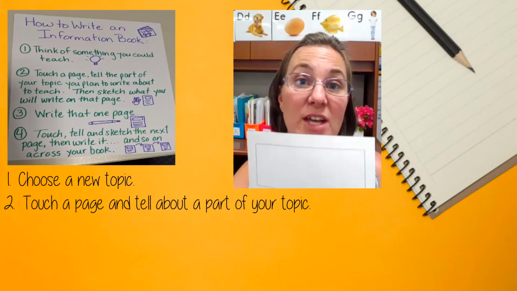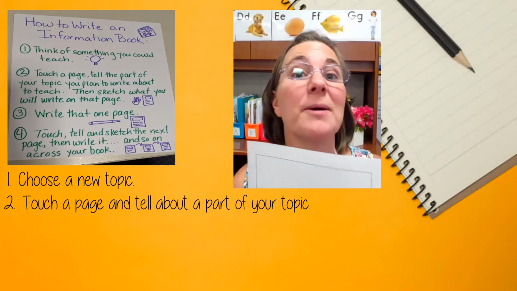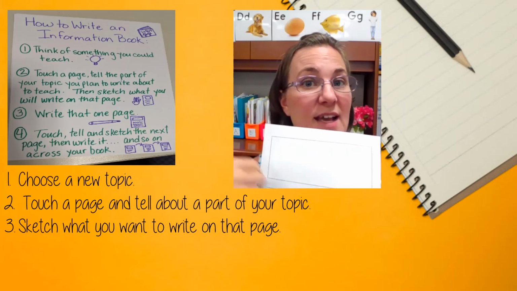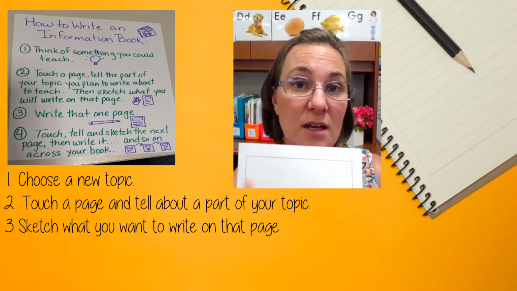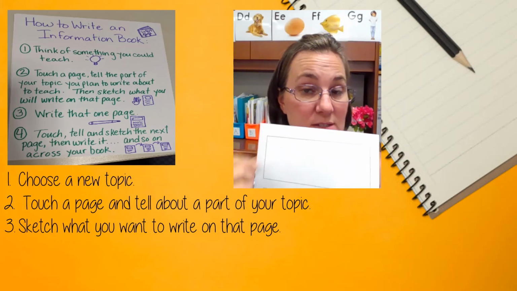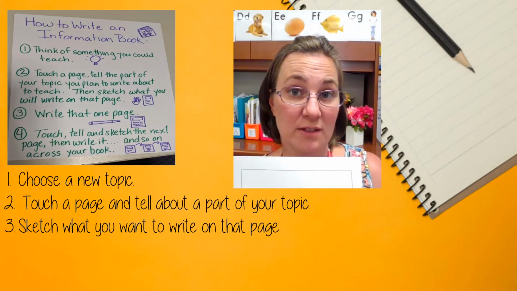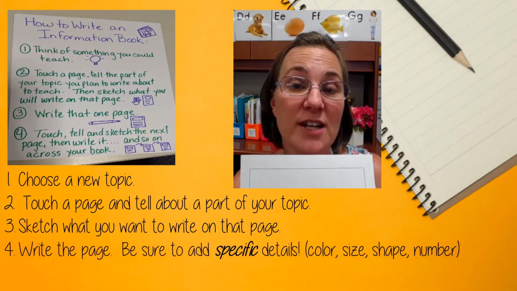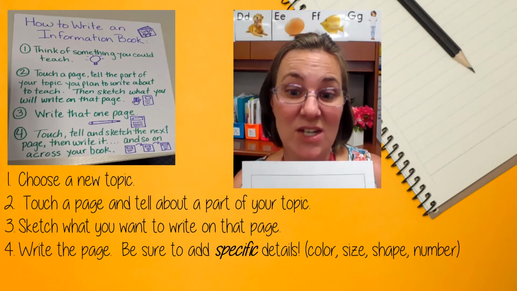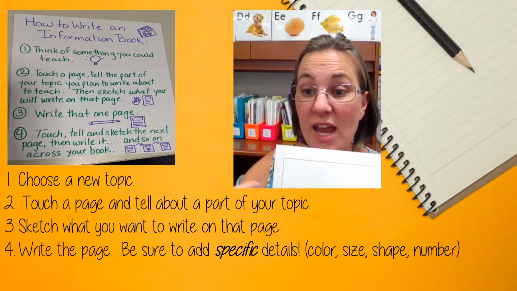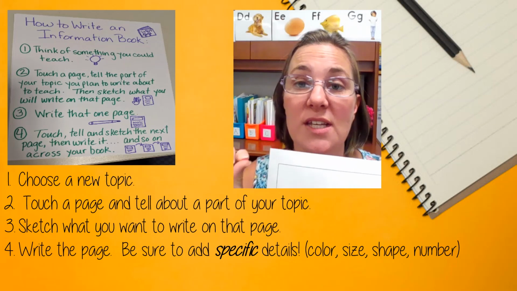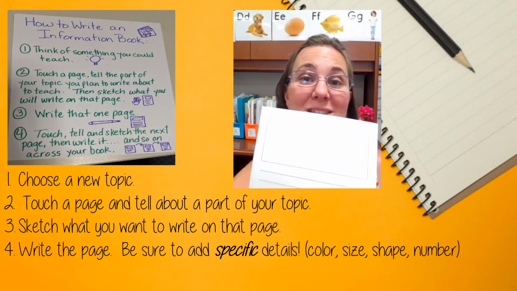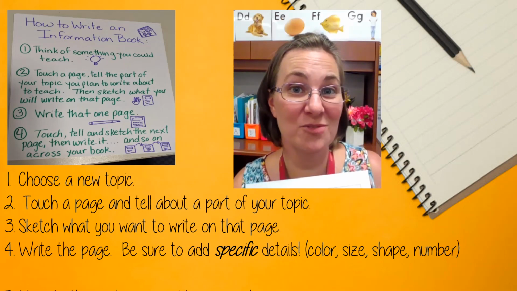After you touch the page and talk about your topic, then it's time to put pencil to paper because you're going to sketch what you want to write on that page. Just like I sketched about my lake and the alligators that were in it, you're going to sketch about whatever it is you're going to write on that page. After that, write the page. Be sure to add exact details, right? The color, the size, the shape, any of those describing things that are going to give your reader exact information about your topic.